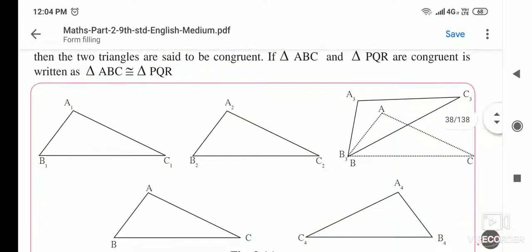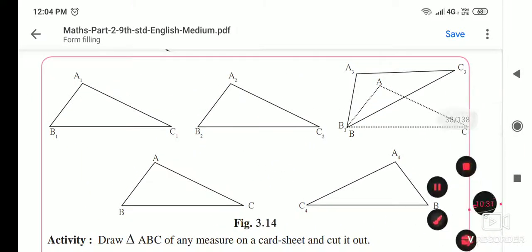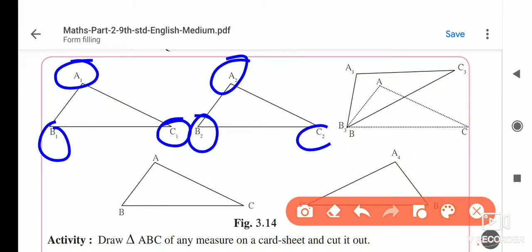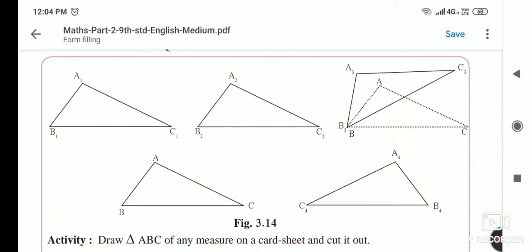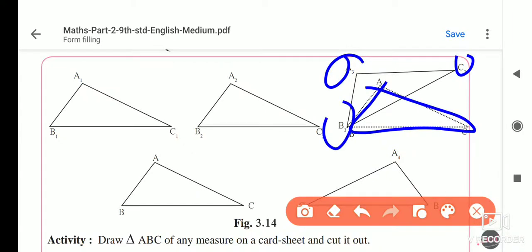Okay, now an activity is given to you. So what is given here? Here we have to take triangle A1B1C1 and another A2B2C2. These two triangles we have to take. Just cut the pieces of these two triangles, and one more triangle is here, that is A3B3C3, and ABC is also one triangle given.